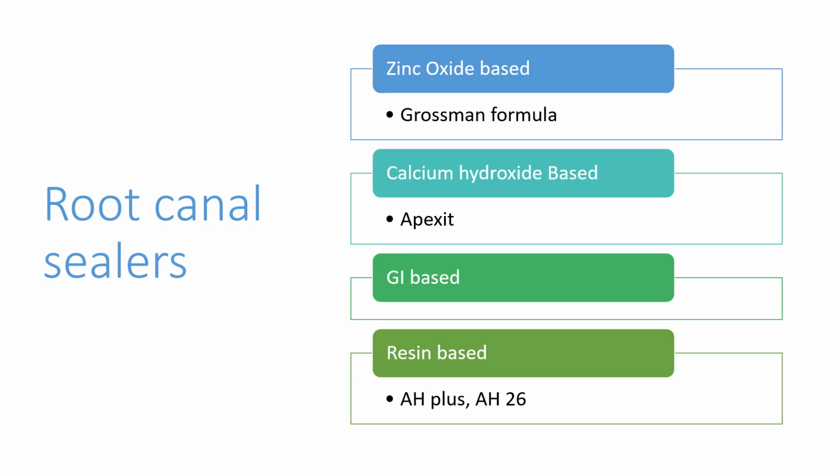You have zinc oxide based sealers, which include the classical Grossman formula. Then you have calcium hydroxide based sealers, which include Apexit and Sealapex. Then glass ionomer based sealers, and lastly resin based sealers, which include AH Plus and AH26. So these are the small gist of what you should have covered from this particular topic.